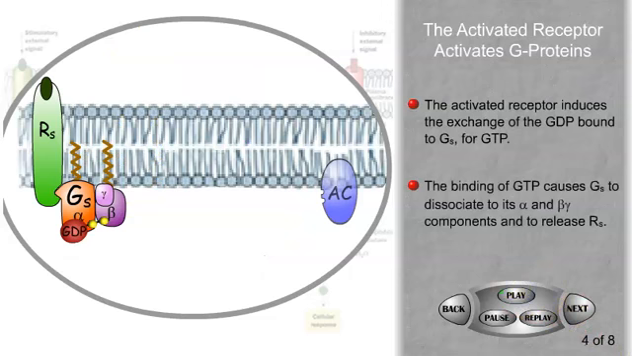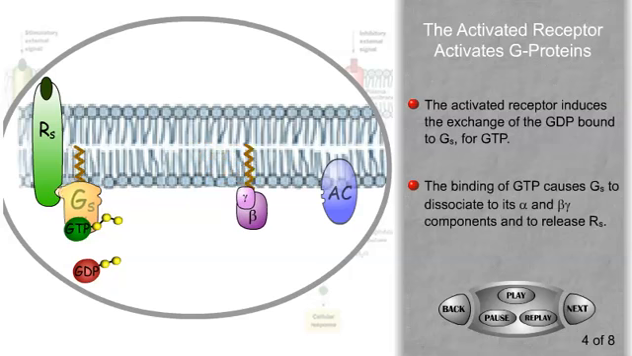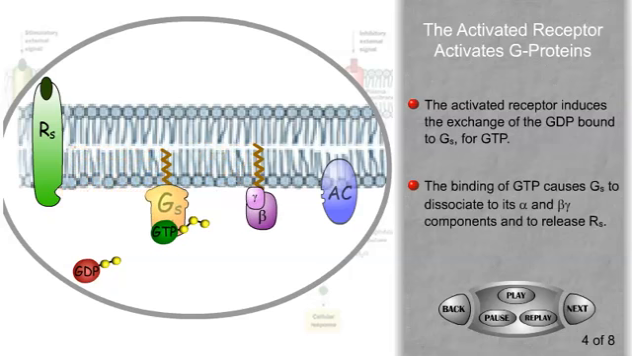The activated receptor stimulates the G protein's alpha subunit to exchange the bound GDP for GTP. The binding of GTP in turn causes the alpha subunit to dissociate from the beta-gamma portion of the G protein and to release the receptor. Consequently, the receptor can go on to activate several other G proteins before it eventually releases its bound hormone and returns to the inactive state.